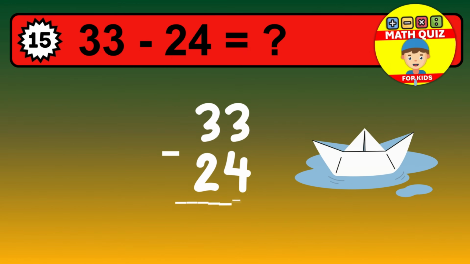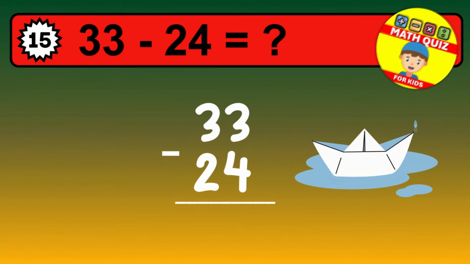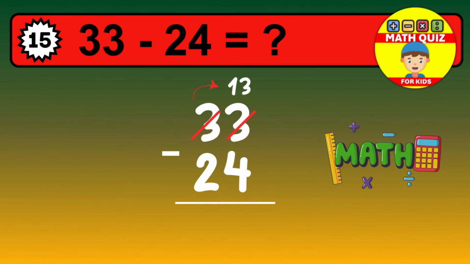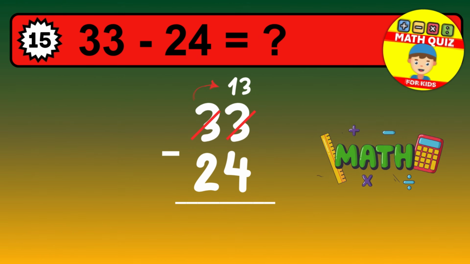Let's solve this step by step. We start with the units. 3 minus 4 is not possible, so we need to regroup. We take 1 ten from the tens column. Now we have 2 tens, and the units become 13.